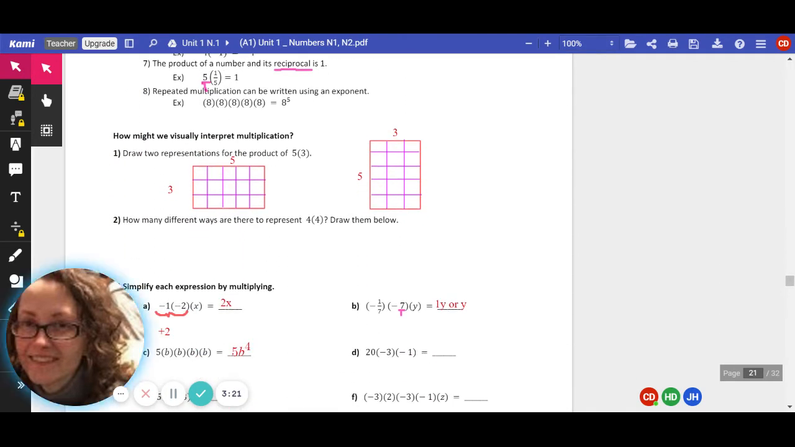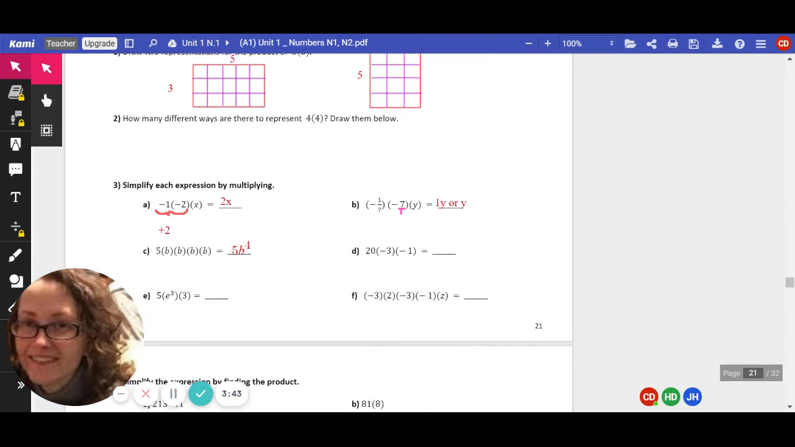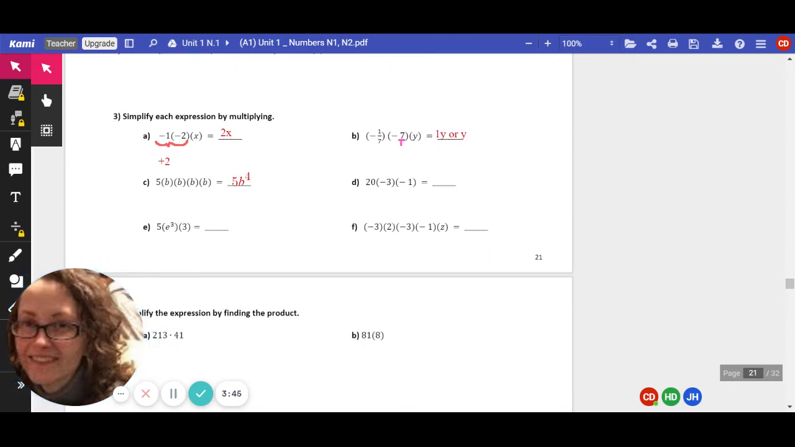The first problem here asks us to draw two representations for the product of 5 times 3. We can draw a simple box array with 5 rows and 3 columns, as I've shown here. You can also represent this with pictures, with 5 rows and 3 columns of pictures like bunnies. In the next section, we will be simplifying expressions that involve variables.